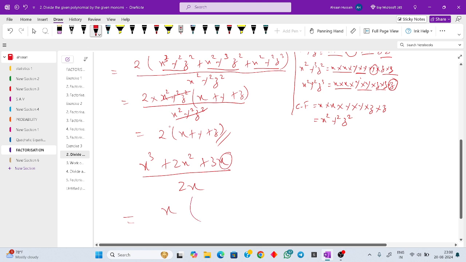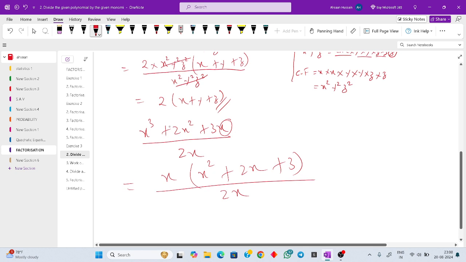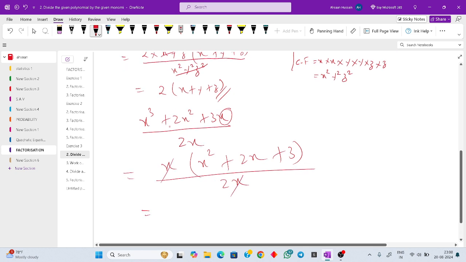Then how many x are left here? X power 2 is left and 1x is left here. And here only 3 is left. And from 2x, we can cancel this x. And the answer would be x squared plus 2x plus 3 by 2.